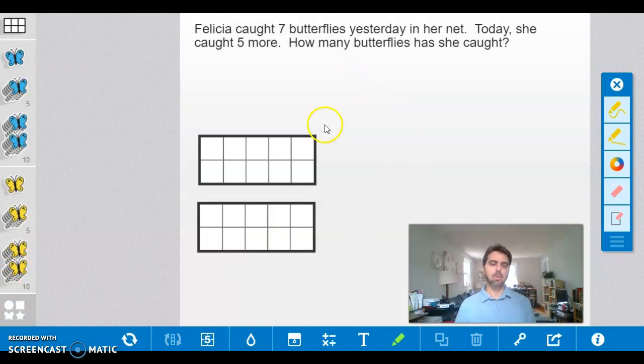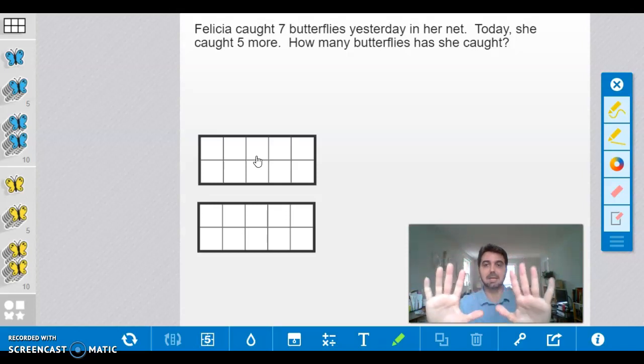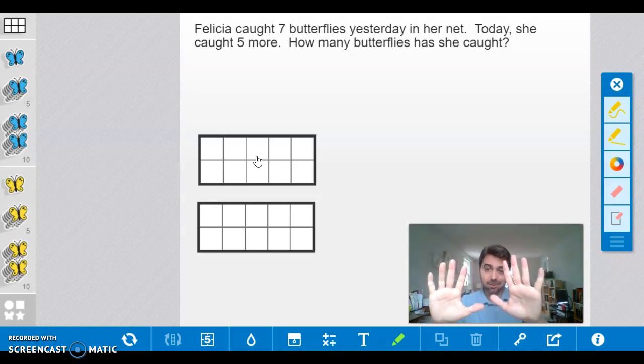Okay, so what does this problem say? Let's read it together. Read it with me. It says, Felicia was one of my favorite students when I used to teach. Felicia caught 7 butterflies yesterday in her net. Now remember, we know these nets right here only hold how many butterflies? How many? That's right, 10. They only hold 10 butterflies. Each net only holds 10. You can't put more than 10 because they don't fit.